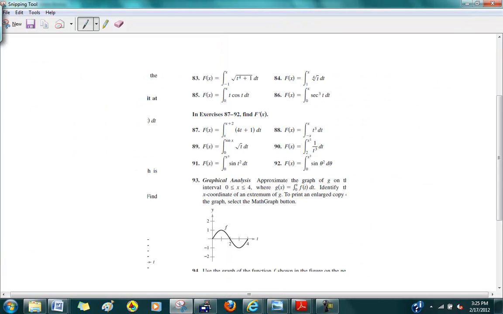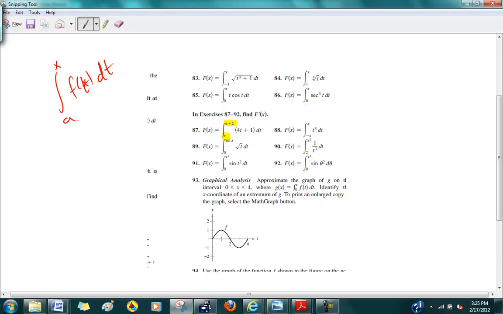So the first thing to notice is the curveball is that the bottom limit is an x and the top limit is an x plus 2. In the FTC, if you remember, you can only have a constant here and x there. That's all you're allowed. So we've got things that are a little different. Well, no big sweat. We're going to rewrite these things.